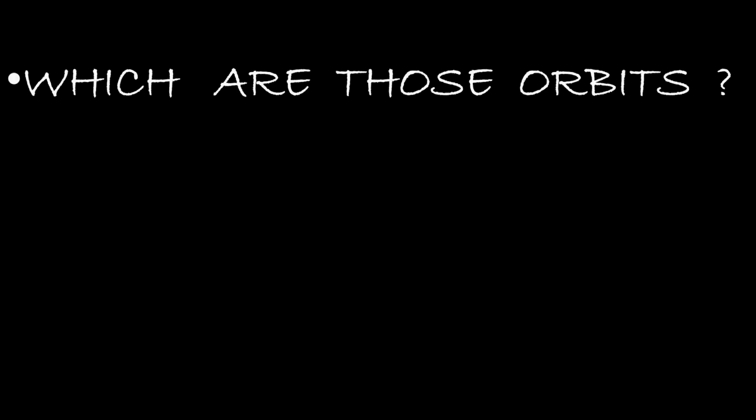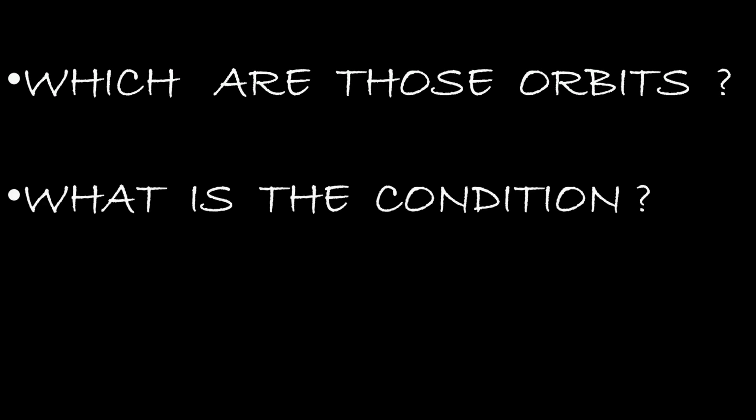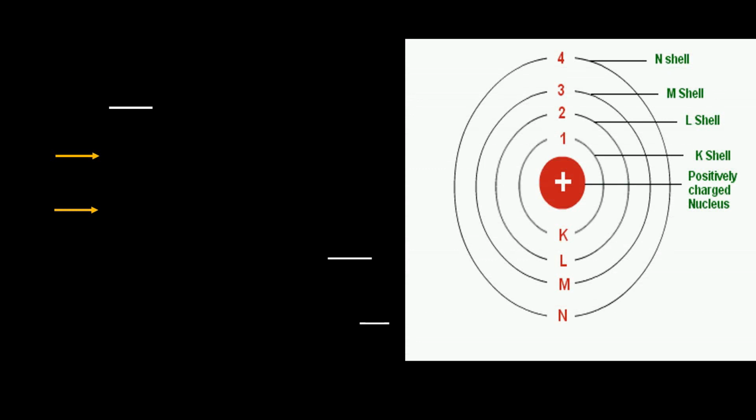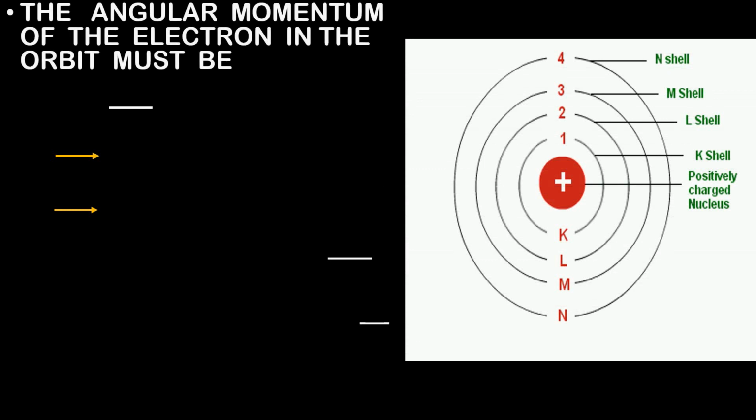Moving ahead, you might be wondering which are those fixed orbits, or what is the condition to identify those fixed orbits. So now let us understand the conditions to identify the fixed orbits in which the electrons are going to revolve. The first condition is that the angular momentum of the electron in the orbit must be L = n h/2π. Now I know that many of you might not understand this point, but keep patience for the next minute and I assure you, you will get to know everything about this.